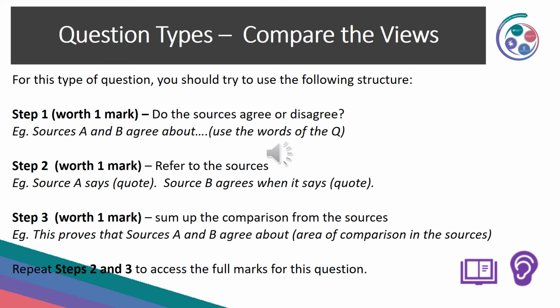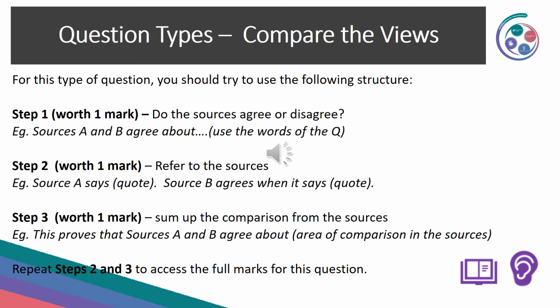For step 2, you then refer to the sources. Source A says, and you give your quote. Source B either agrees or disagrees when it says, and you give your second quote. This is also worth 1 mark. Please remember that when you're giving your second quote, that you remember to tell us if the sources agree or disagree. This reinforces the comparison.